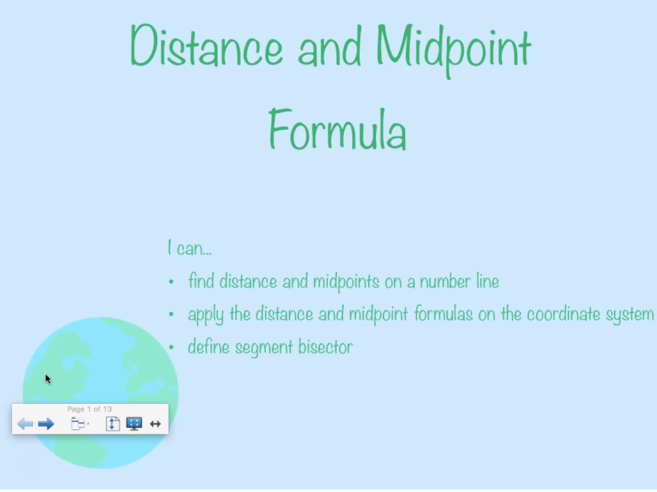Distance formula, I can't remember if you do it or not. I don't think we do, do we? We do what? The distance formula in Algebra 1? I don't think so. That's why I don't remember it. But the midpoint, we definitely know the midpoint.